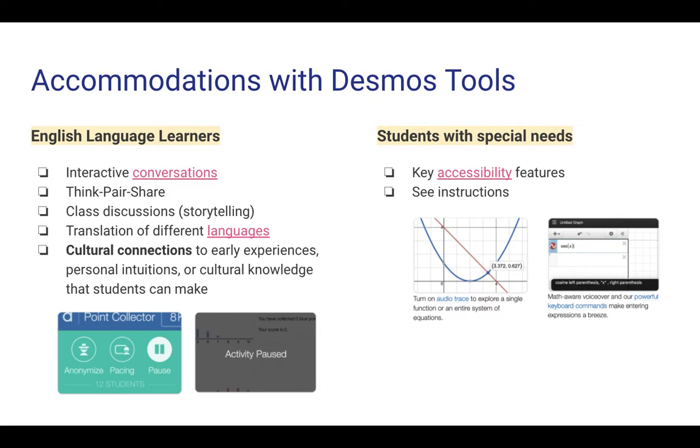Like I said, my school has quite a portion of students who are ELL. So it is really important to use Desmos to its advantage by having more interactive conversations, allowing students to really engage with think, pair, share, and classroom discussions like storytelling. Another way is to simply translate into different languages. I've included these two screenshots here.